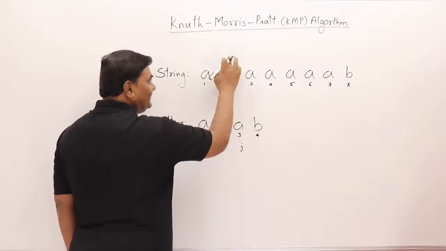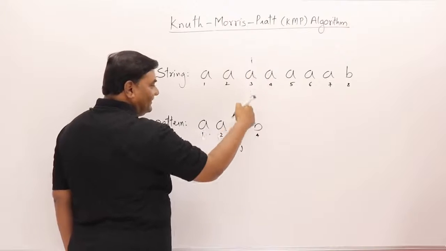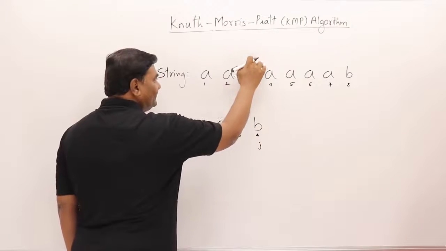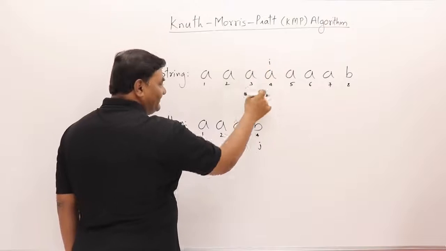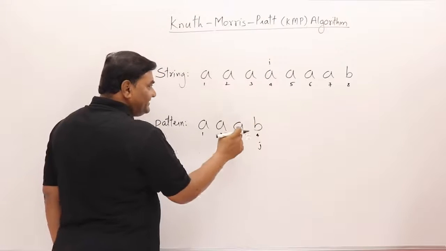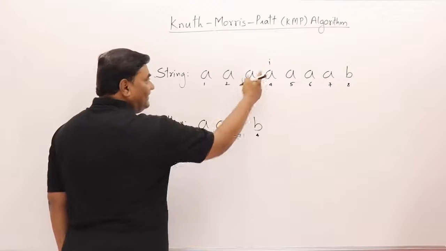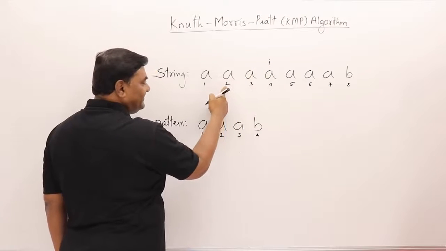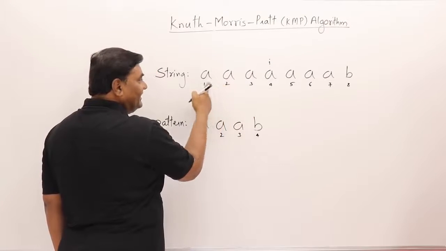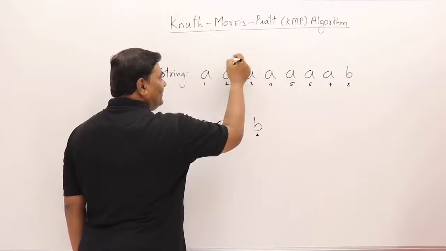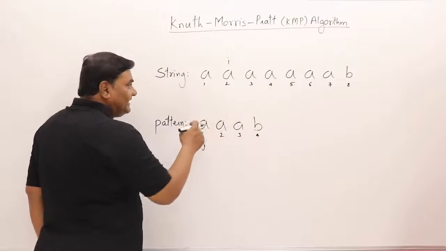So first I will move J and also I will move I. There is a match, so move J and also I. There is a mismatch. When there is a mismatch, move J to the beginning and move I to the second position. This is the starting point. Just now we started from here, then I should start from here now. Start from here again.